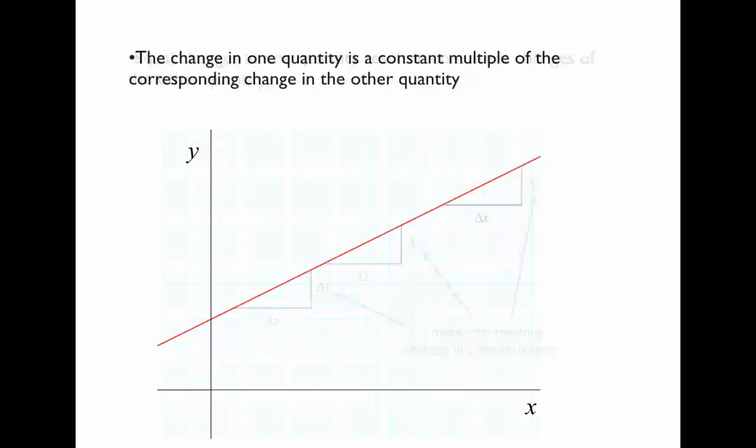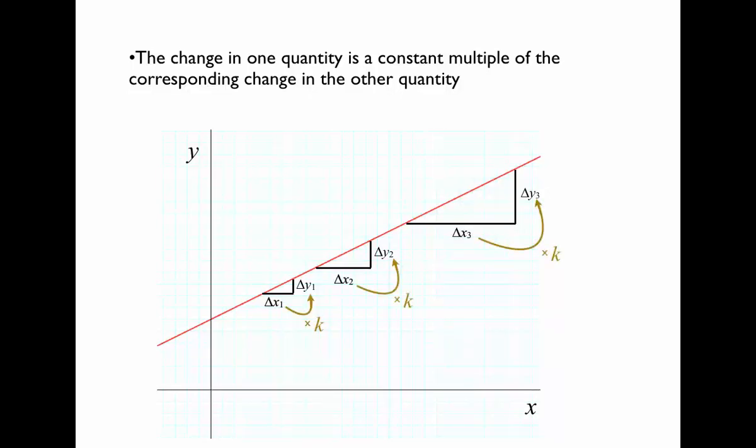Okay? Next one. The change of one quantity is a constant multiple of the corresponding change in the other. So this is a way that we think of this. How do we calculate that resulting change? Well, it's always the same multiple of the corresponding change, in this case X. So this change in Y is K times its change in X. This change in Y is that same K times its change in X. So in other words, delta Y is some constant K times the change in X.